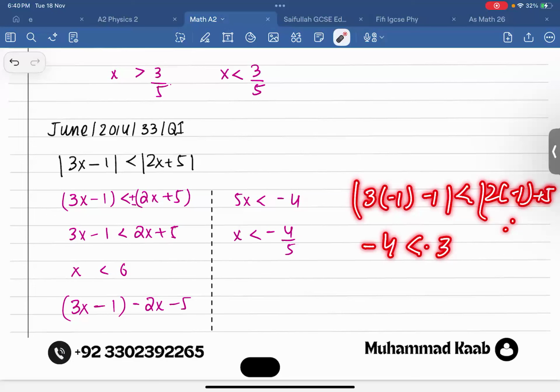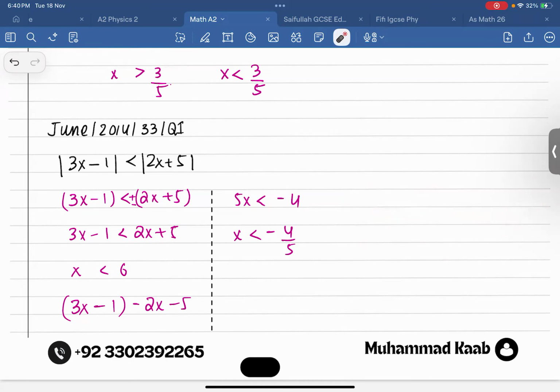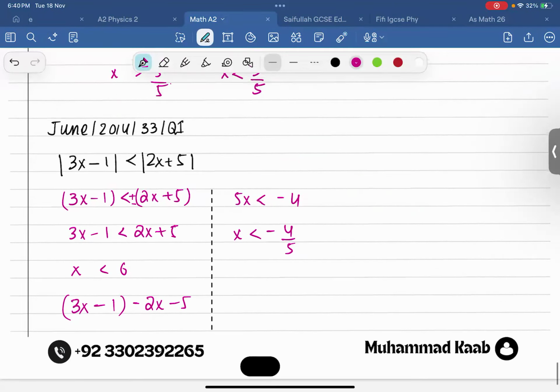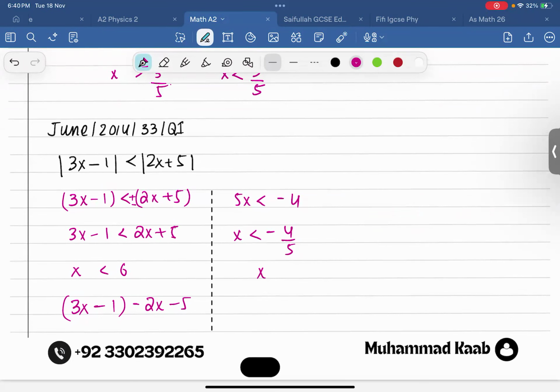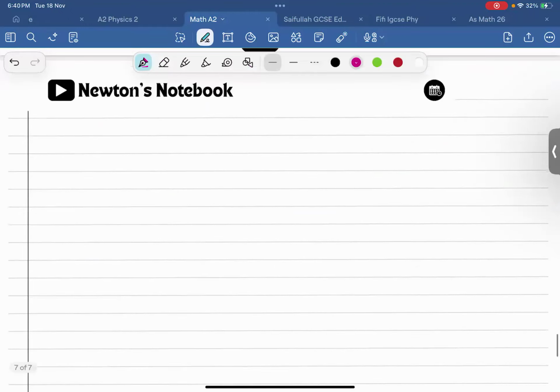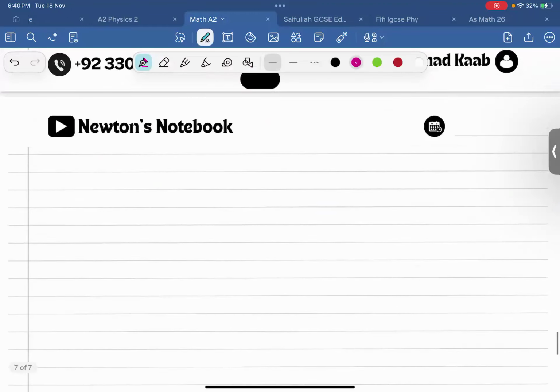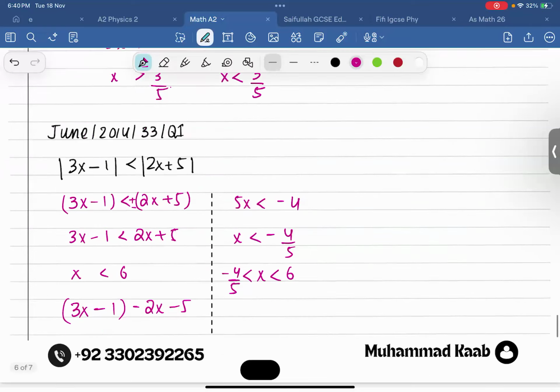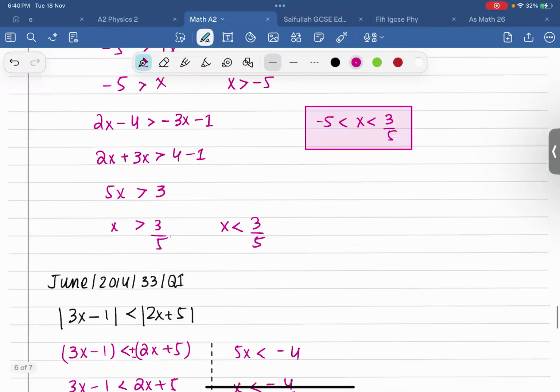Okay, so you can say that any value smaller than 6 or any value greater than -4 over 5 will satisfy our inequality, right? So x could be any value lesser than 6 and greater than -4 over 5. So any value smaller than the greater value and greater than the smaller value is the answer, right? Okay, there are some questions that are not solvable with the first method. So we always have to use the second method in those types of questions.